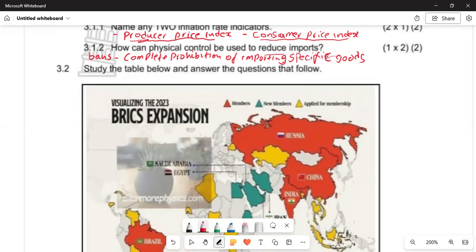Also, you can talk about a licensing system when we're still under 3.12. Importers need special permission, a license, to bring in goods. If licenses are granted less, the imports decrease. So now let us move on to 3.2.